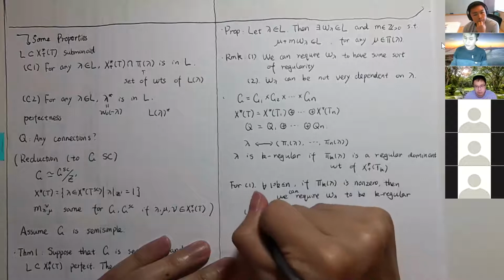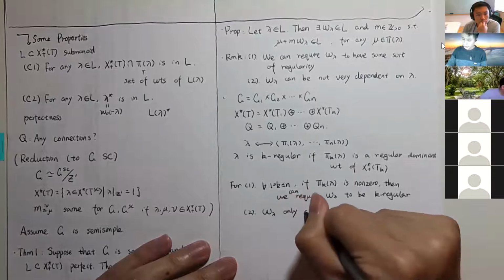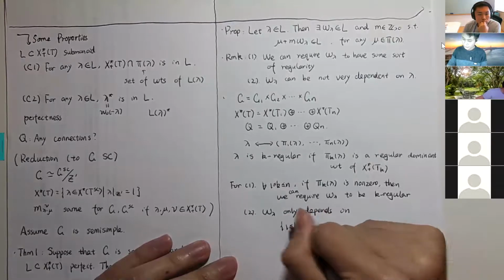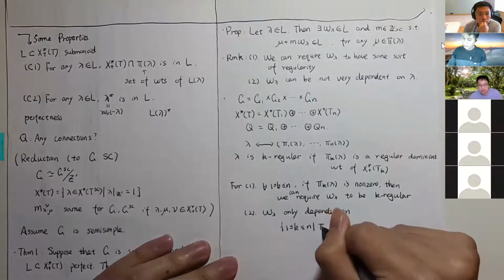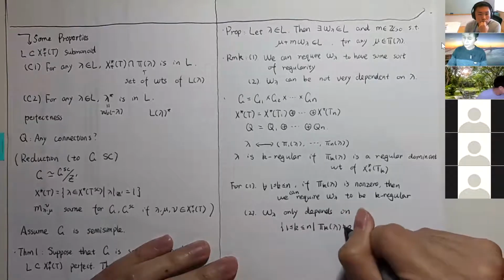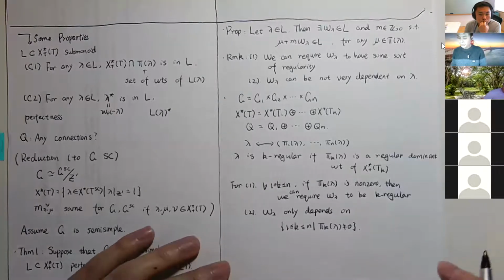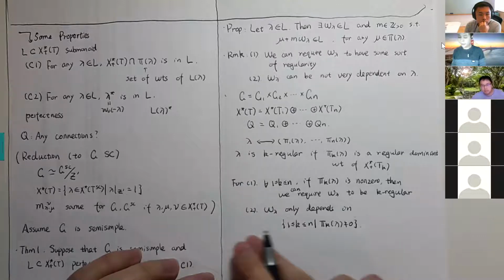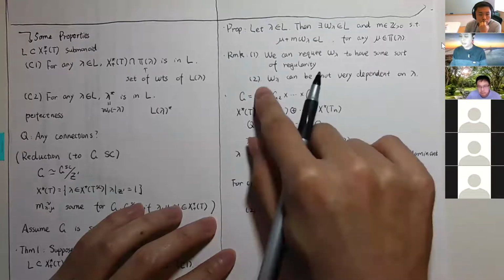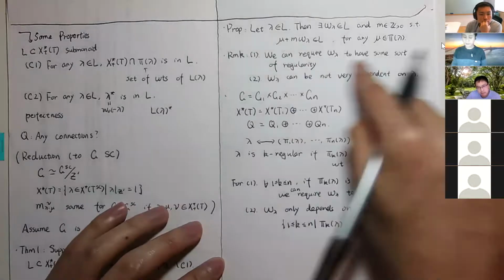The second remark is that this ω_λ only depends on the set of k between 1 and n such that π_k(λ) is non-zero. Actually, we don't need this second remark. I just want to say it may not depend very much on λ, but we need the first remark for this theorem.